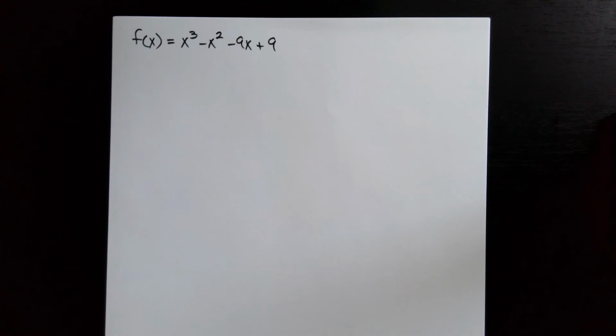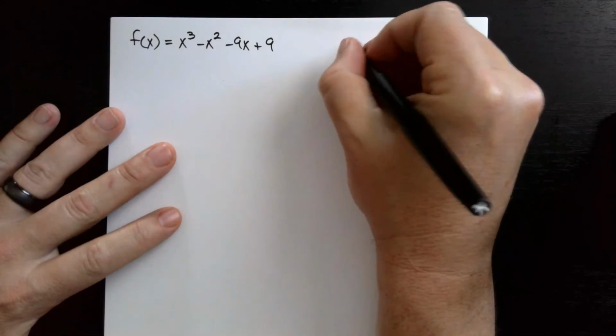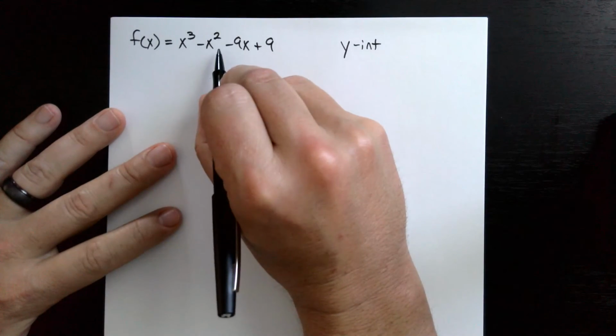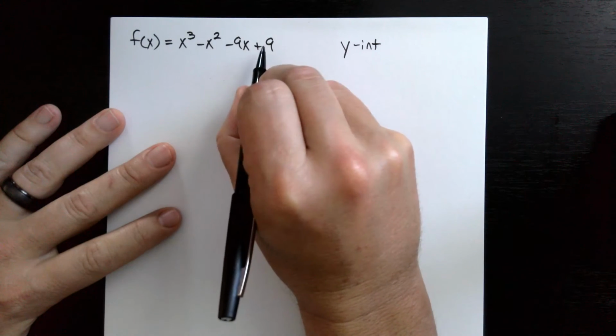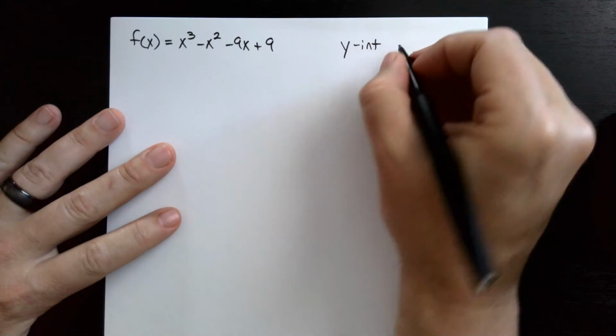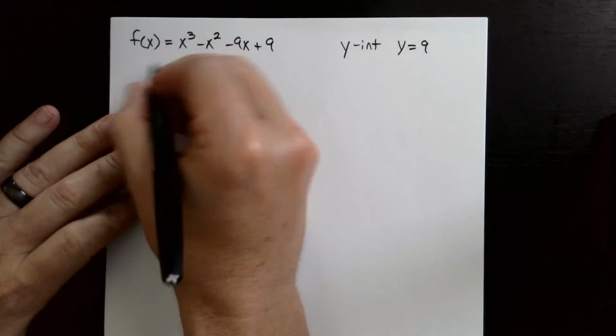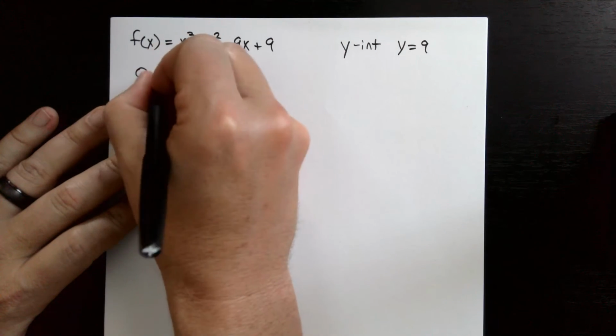Okay, I'm going to do a couple more examples on factoring by grouping and finding x and y intercepts. So on this, first of all, if you want your y-intercept, you set x equals 0. So all these terms go away except for this one that doesn't have an x in it. So y equals 9 is your y-intercept. Your x-intercept, you set f of x equals 0.